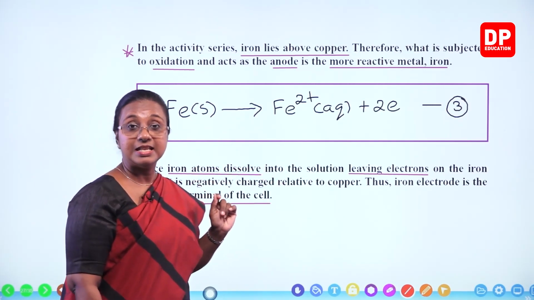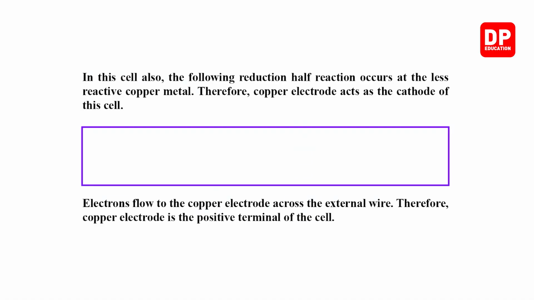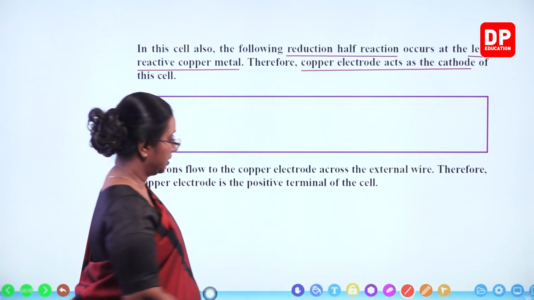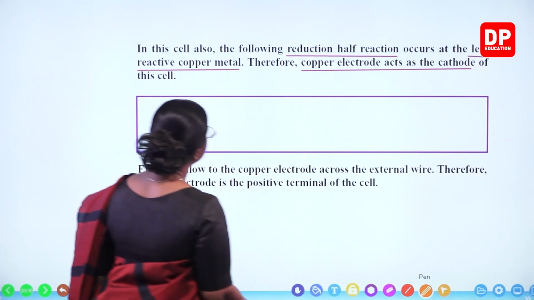So then, in the next slide, in this cell also, the following reduction half reaction. Now, I introduce this term to you all. Reduction half reaction occurs at the less reactive copper metal. Therefore, copper electrode acts as the cathode of this cell. So, here, what is the reaction?